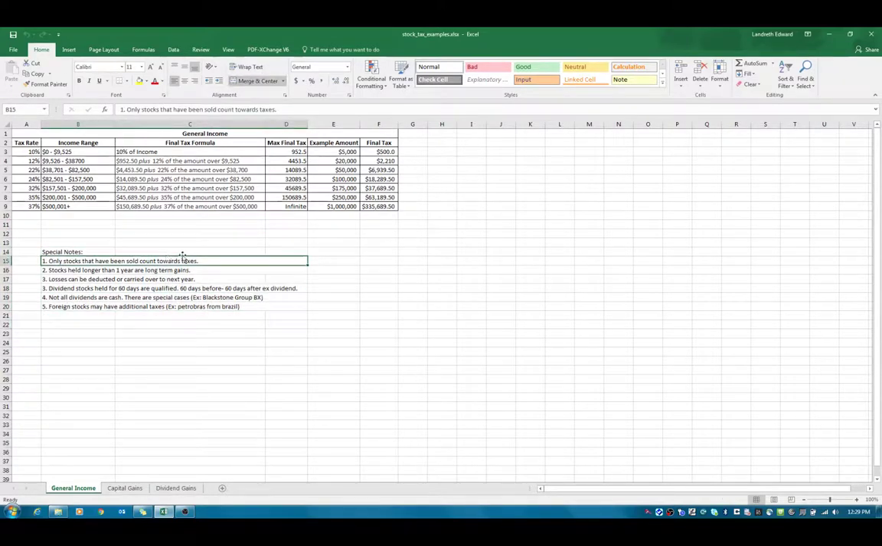So the first one I want to cover is that only stocks that you have sold count towards taxes. That means if you bought a stock and it hits the end of the year, so December 31st has passed by and you're still holding that stock, and then you sell it in January, that doesn't go on your taxes for this year, it goes on your taxes for next year. So just remember that anything that you're still holding, whether you're up or down, and you haven't sold it yet, does not get put on your taxes.